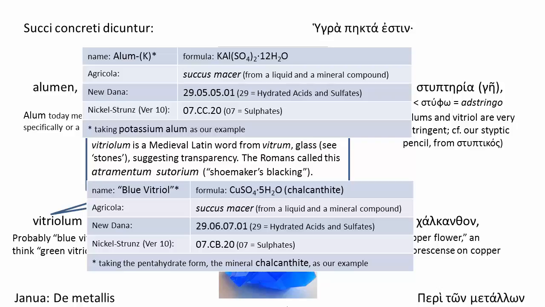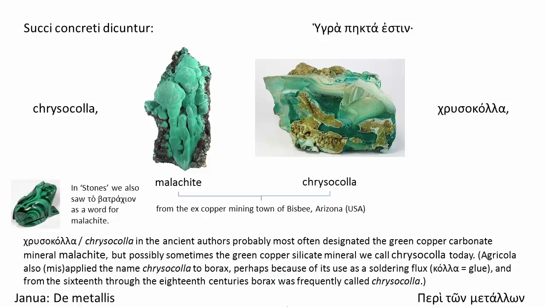For Agricola, alumen and vitriolum or atramentum sutorium are closely related, notably astringent succi macri, in this case made from a liquid and a mineral compound. Chemically, they are hydrated sulfates.